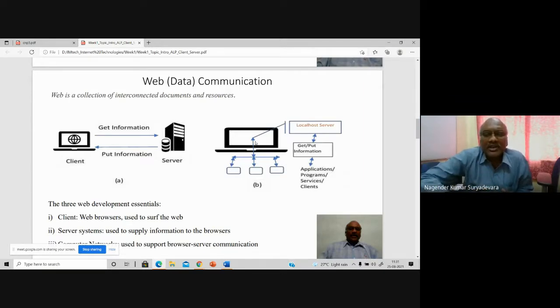So if that server is running or executing on your own local machine, on your local box or local system, that server is basically called a local host system. And there are different applications or programs running on that local machine which will try to fetch some data, get some data, or put some data onto that server.